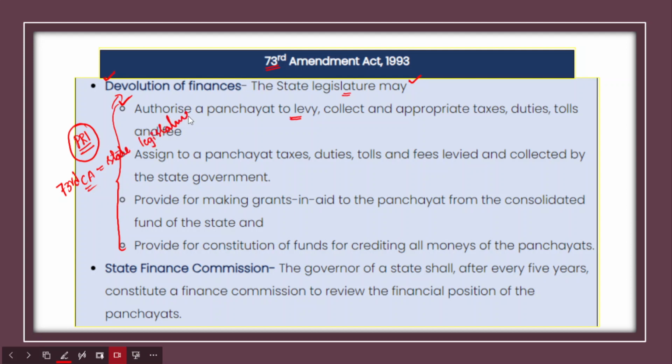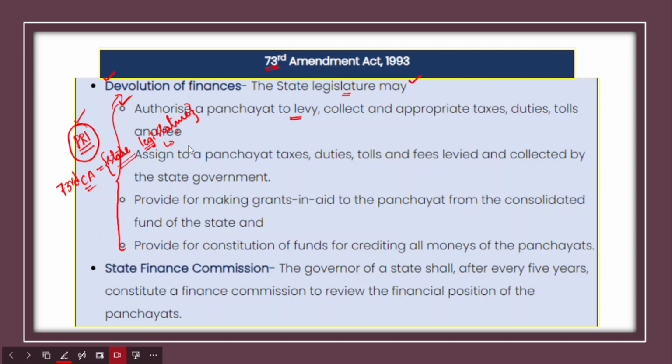Because of this, the Panchayati Raj institutions have not been able to enjoy adequate financial powers. The reason is that state legislative assemblies are reluctant to devolve more such financial powers to the Panchayati Raj institutions. Why? Because it may lead to the diversion of their existing financial powers. So because of this, the state legislative assemblies were not devolving more financial powers to the Panchayati Raj institutions. I hope it is clear for you.